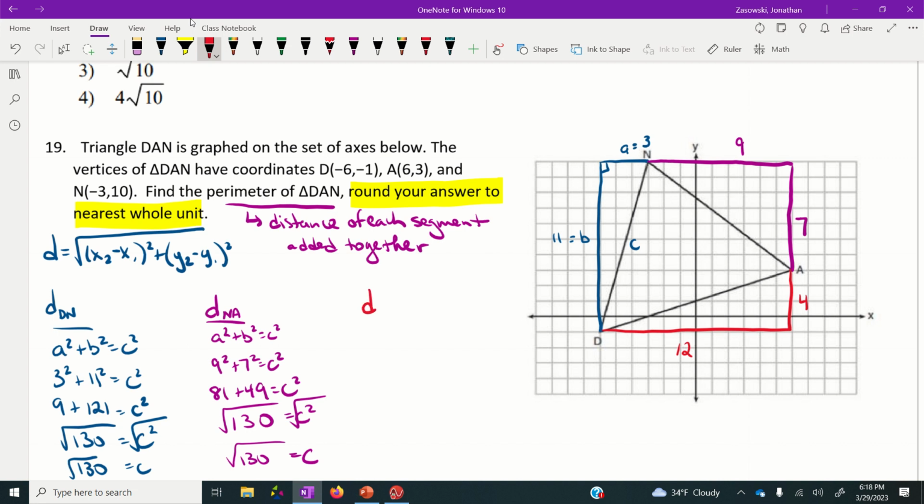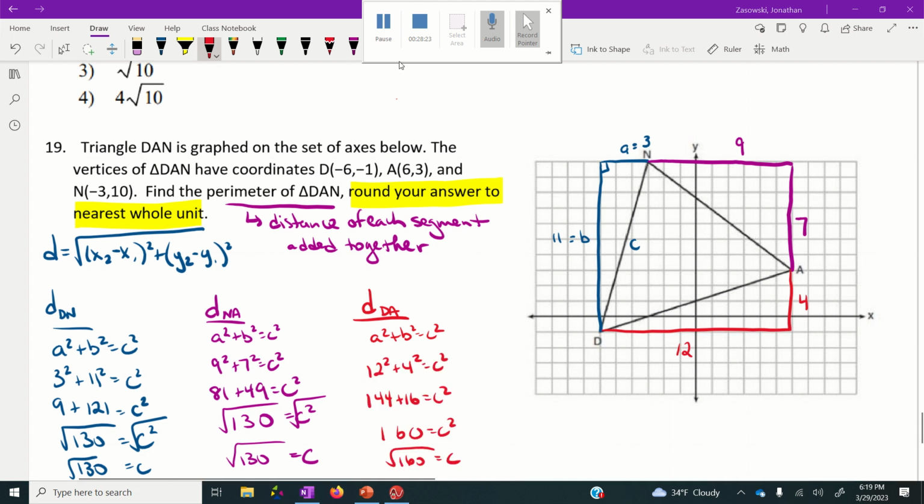And so now we're going to do the distance from D to A. And so same thing. A squared plus B squared is C squared. Try this one on your own and see what you can come up with. And hopefully we got 144 and 16, which gives us 160. And so we know the length of this side is now the square root of 160. So we have the square root of 160 for the length of DA.